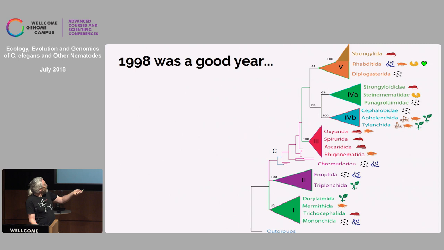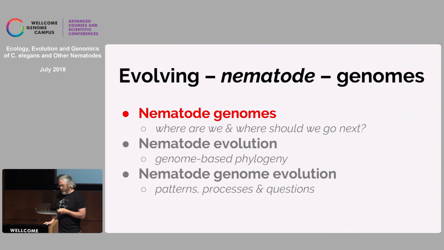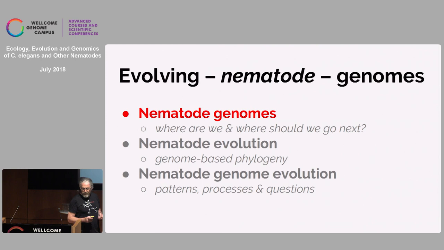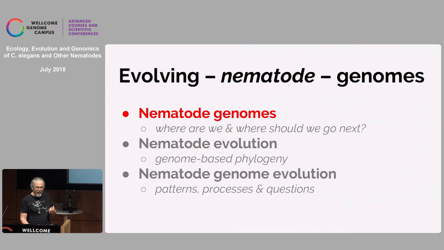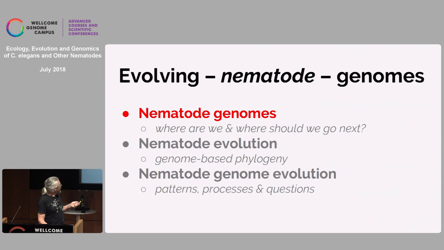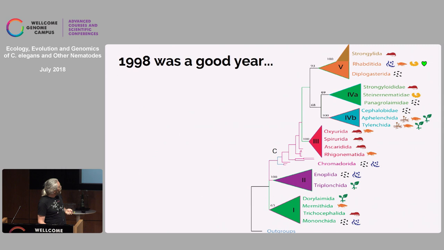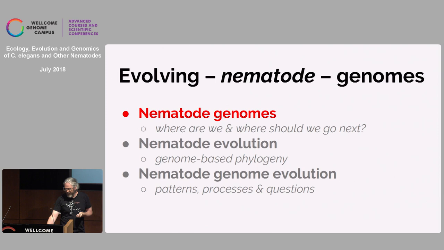So what I'm going to do today is go through three bits of work we've been doing recently. One is about nematode genomes. We've been sequencing a lot of genomes. I'm going to go through basically where we are and suggestions where we should go next. You can all guess that my answer is sequence everything, but I'll come back to that. Then something about nematode evolution and basically revisiting the tree you just saw, which was based on one gene, the small subunit ribosomal RNA gene, and looking at how that tree looks with multiple genes. And also talk about nematode genome evolution, getting to that question as to whether that structure of the C. elegans genome is fixed or not.